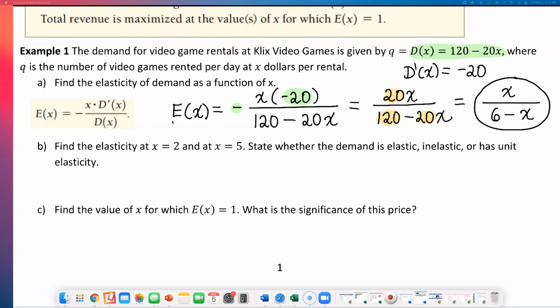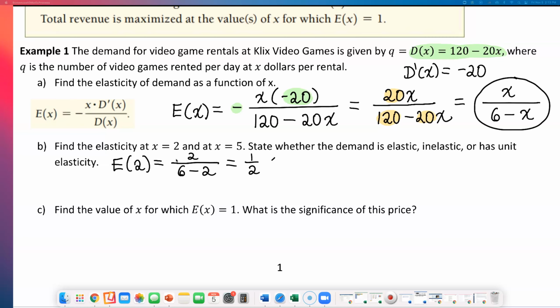Now let's use this. Okay, they're going to give us some price. Find the elasticity at x equals $2 and x equals $5. Let me do $2 first. Okay, I think it's in dollars, right? Yeah. So what is E of 2? If I plug in 2 into that elasticity function, I will get 2 divided by 6 minus 2, which is 2 over 4. And I can just say that is half.